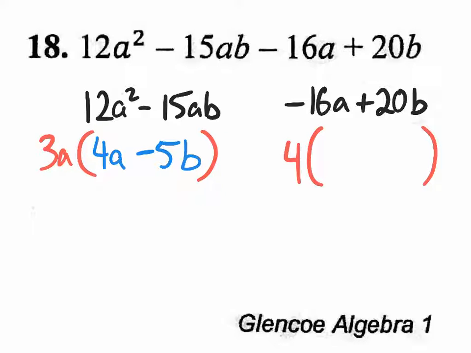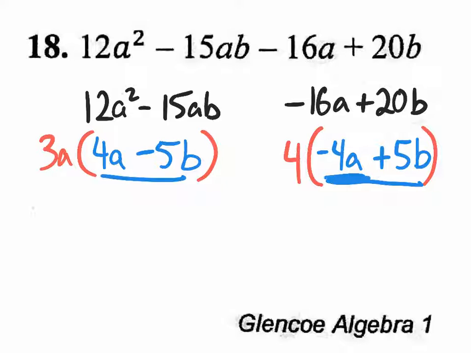And if I do pull out a 4, I will have a negative 4a and a positive 5b. Then I recognize that the binomials are not the same. They're opposite binomials. So instead of pulling out a 4, it would be nice if this negative 4a was a positive 4a and if this positive 5b was a negative 5b. So I'm going to actually factor out another negative 1. So I'm really going to pull out a negative 4 right there.